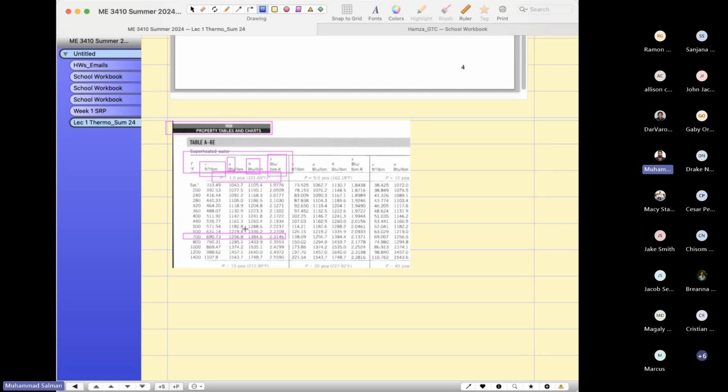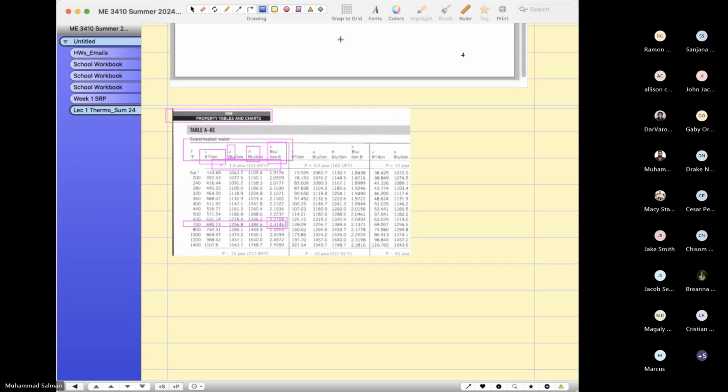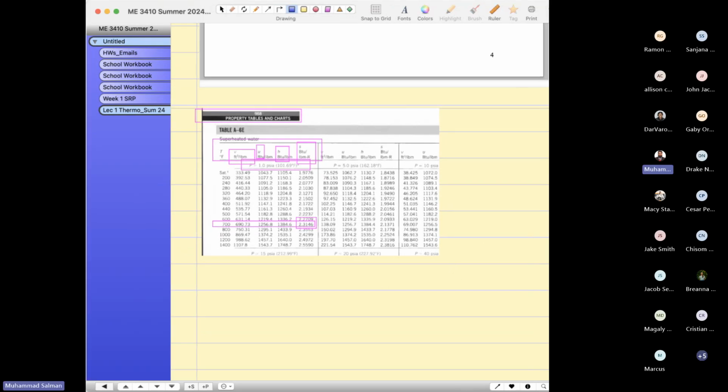So you have to read this table, you need the book. If I ask you for the entropy, it is 2.3146 BTU per pound mass per Rankine, and that's why we need to have the book. But you are required not to have the solution manual in front of you. All right, guys. Okay, let's open the slides.